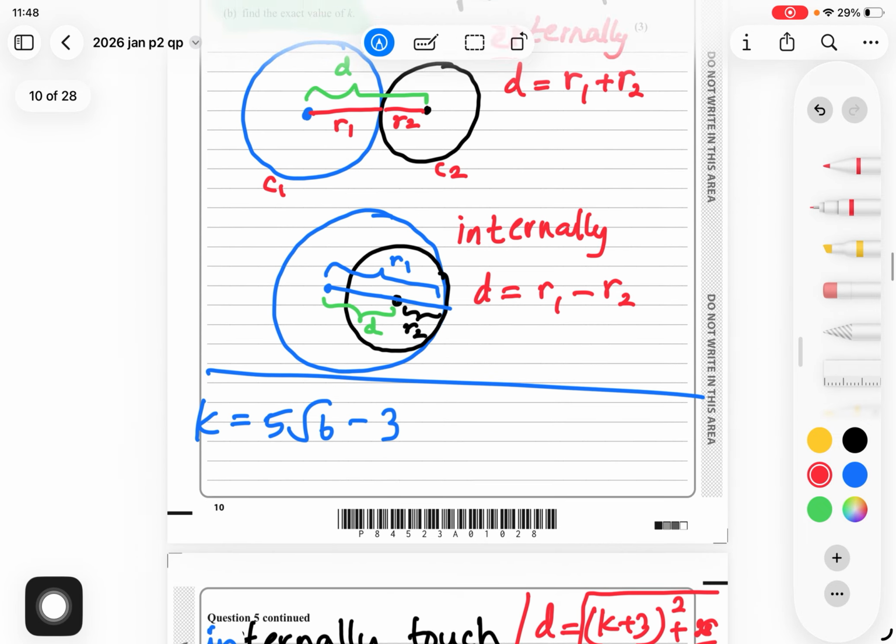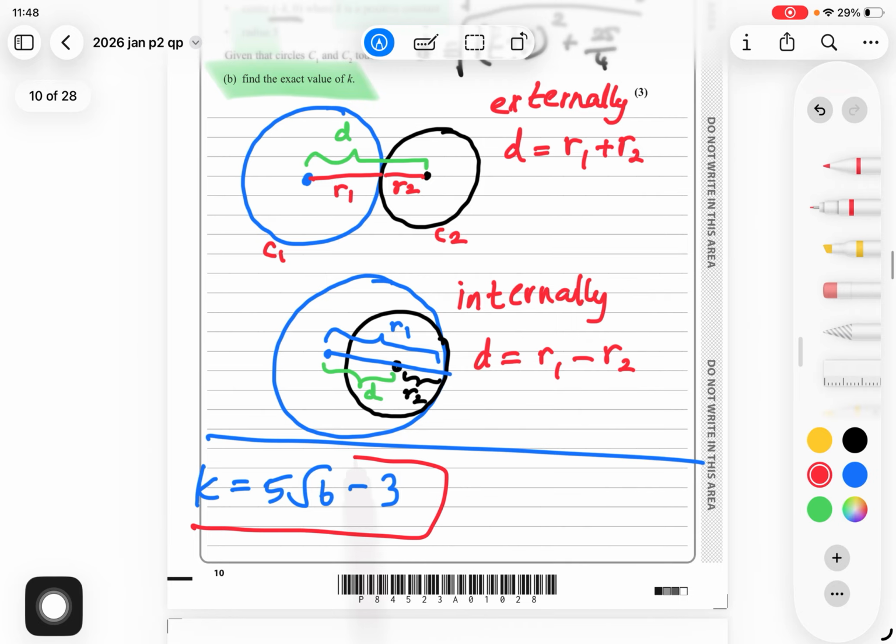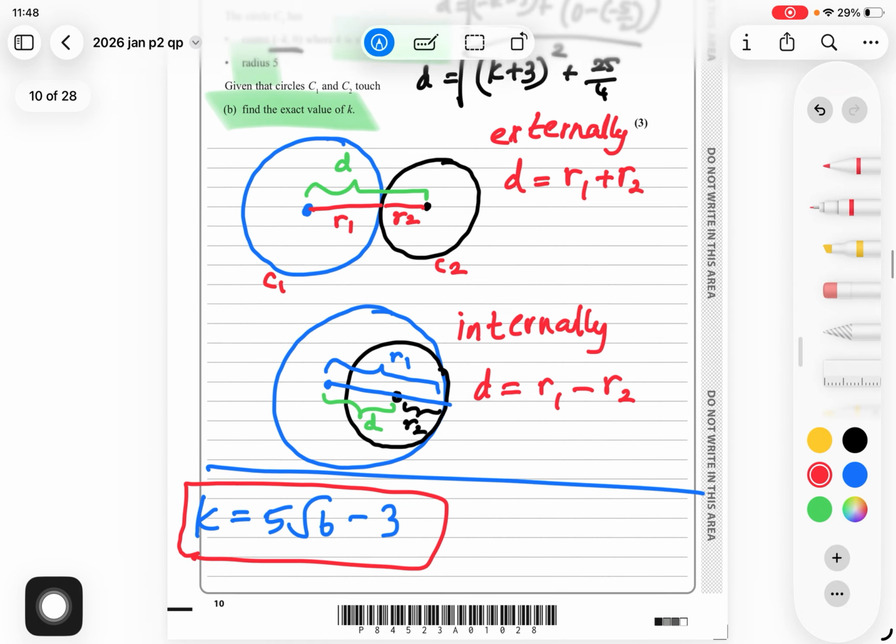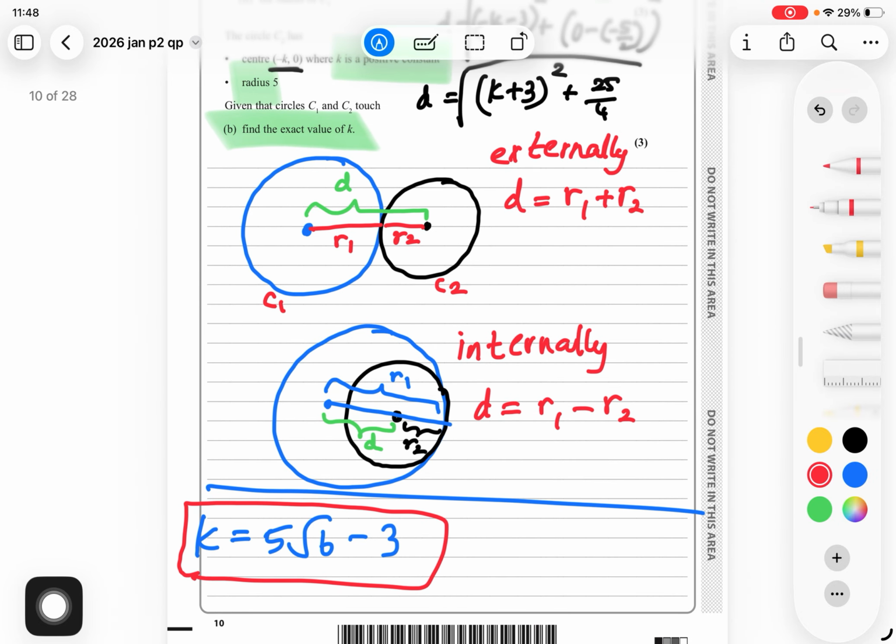So the correct answer is k being this, because that's the only one that gives the positive value. So the final answer is k is this. Don't go for simplification because they're asking for the exact value. So let this be. Thank you.